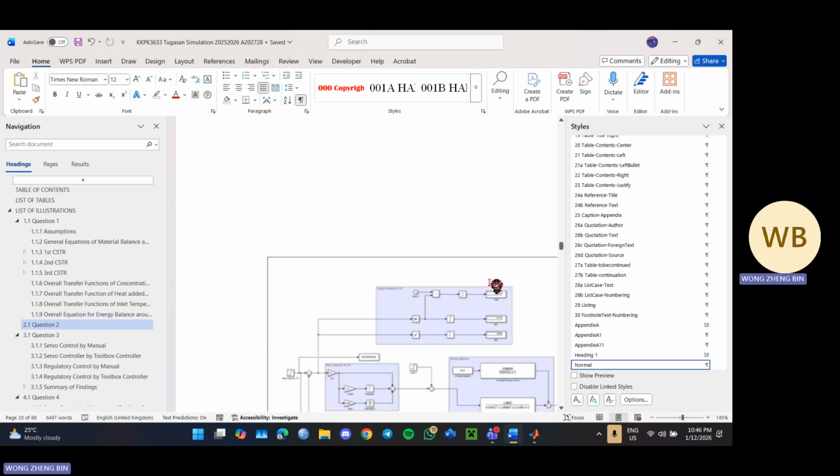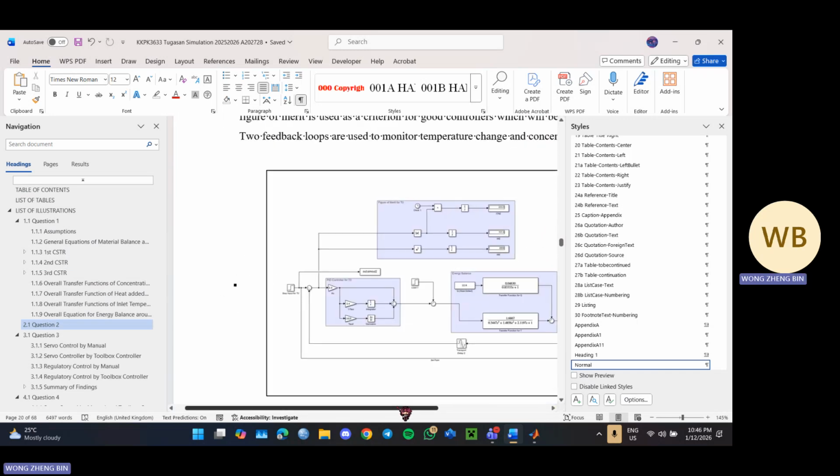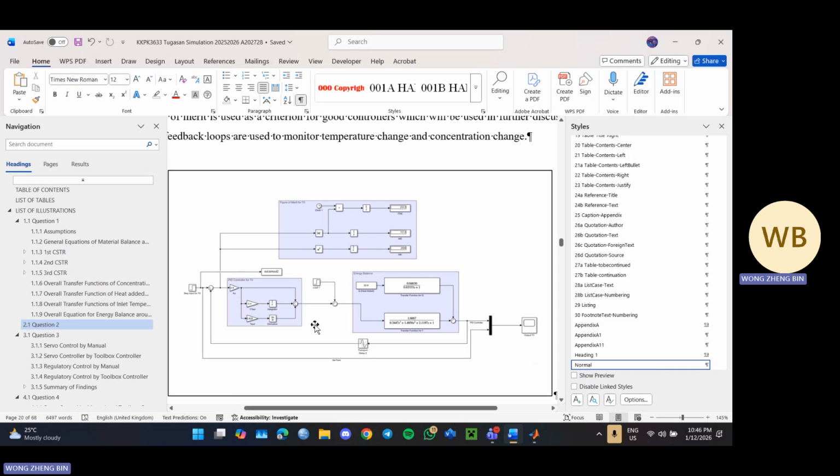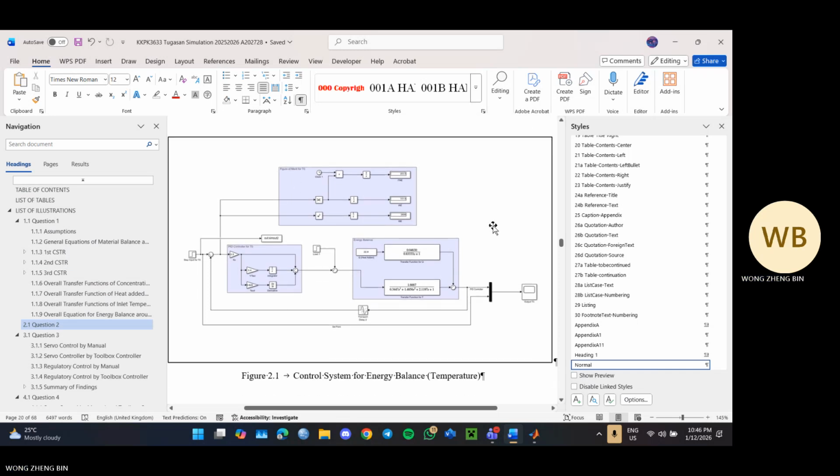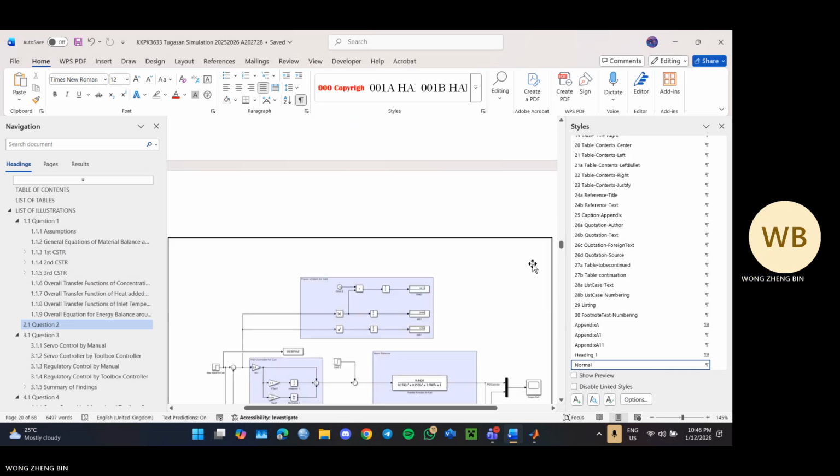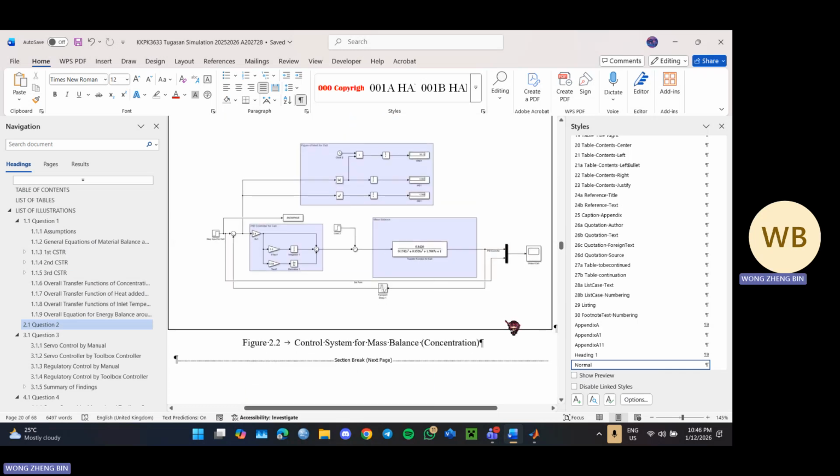For the energy balance, you can see the overall block diagram is like this. So we have input, and then this is the controller, this manual controller. And here we put inside the load, and here is the overall process for energy balance. And here is a figure of merit. And here we can put a scope to observe our output signal. And the mass balance is basically the same, just the process we swap into the material balance form.